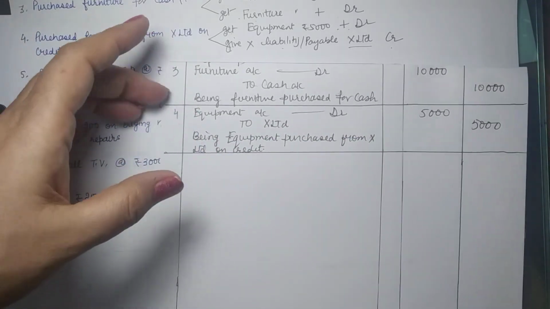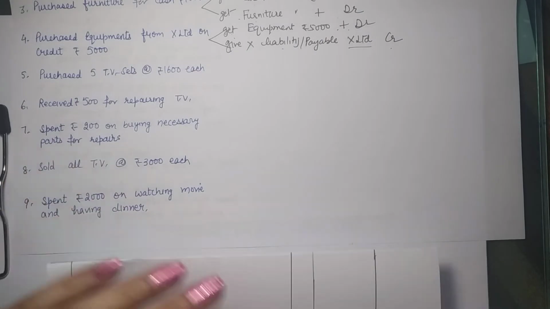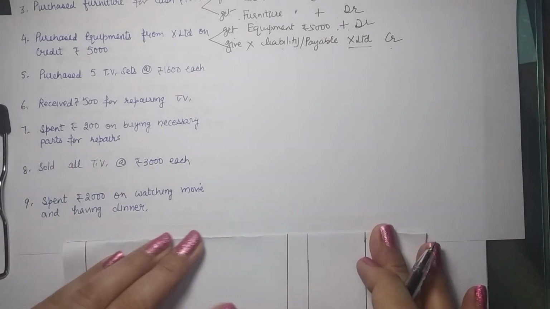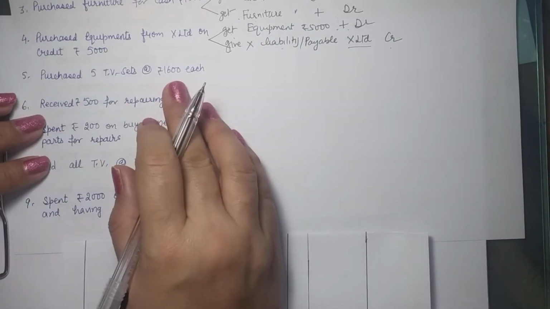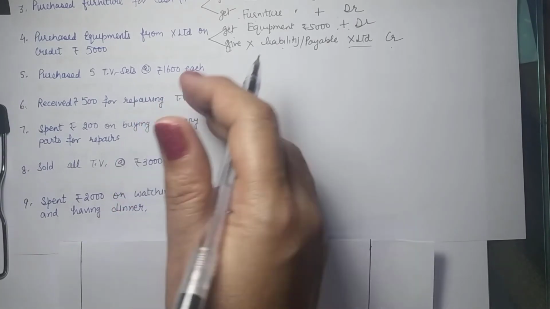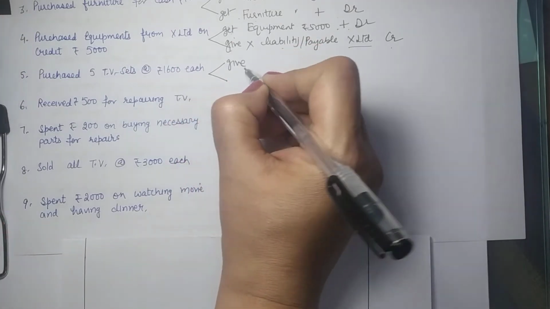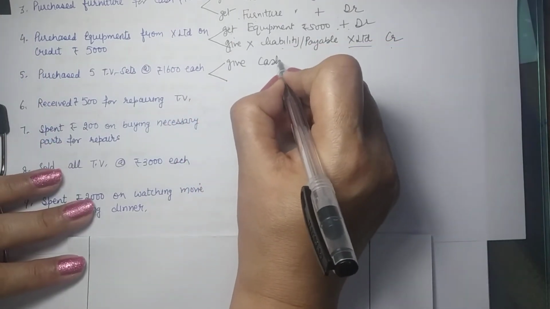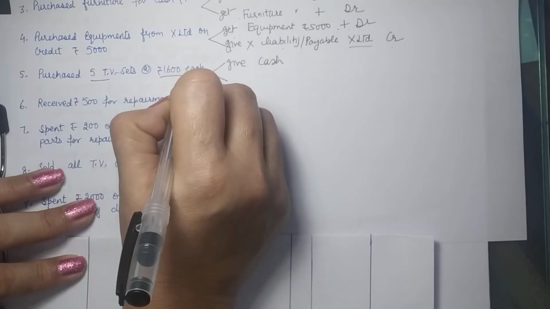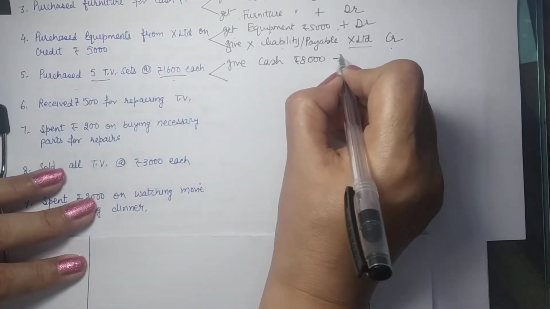Now consider the next. Purchased 5 TV sets for 1600 rupees each. So you have purchased TV sets. Since we are not given the term, it means it is on cash. So you purchased TV sets, you paid cash. Okay, so what do we give? We can easily see we are giving cash. How much? 5 sets, 1600 each. So 5 into 16, 8000. You gave it, so it is reduced.